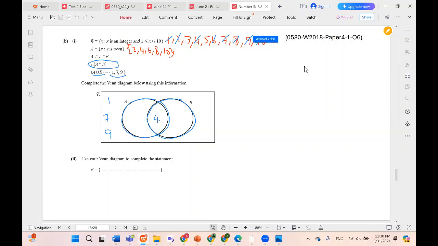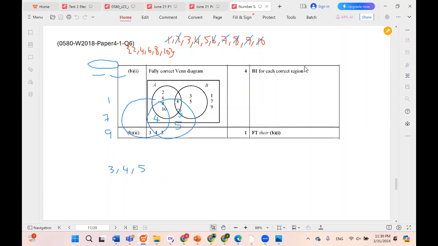And then the only remaining numbers here are 3 and 5. So these must belong to set B. So we must put 3 and 5 in here like this. And they want us to complete the statement. So the elements in B are 3 and 4 and 5. And this seems to be the correct answer here.